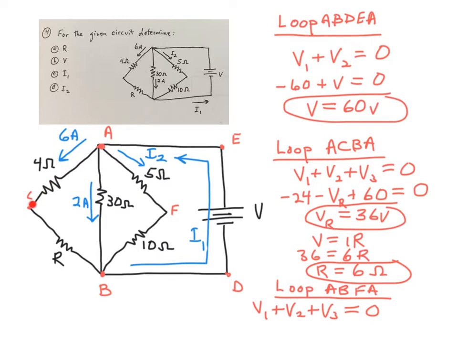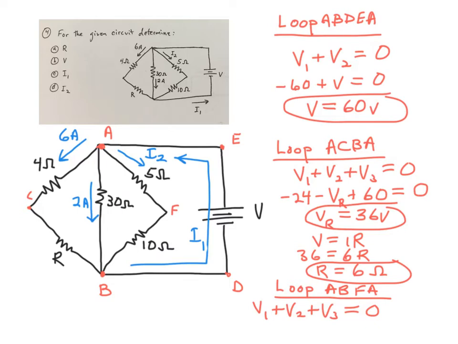I know that from A to C to B is 6 amps. From A to B is 2 amps. That was given. From A to F to B, that was designated I sub 2. And then from B to D to E to A was designated I sub 1. That's that blue arrow right there.